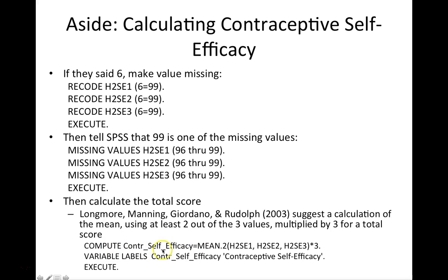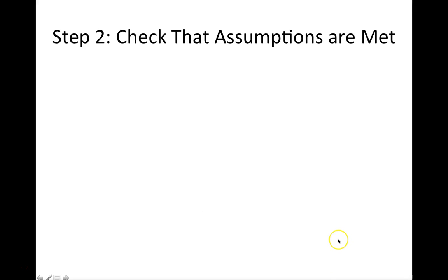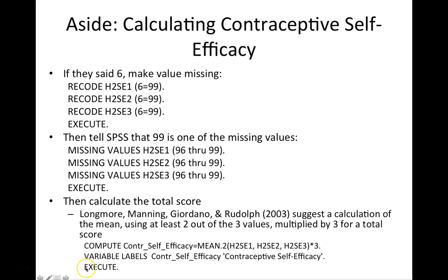So you want to compute this new variable, which I've named contraceptive self-efficacy. And this is the calculation that you want SPSS to use to do that. Then I want to label that variable. This is the variable that I want to label, and I want to call it contraceptive self-efficacy, and then execute.